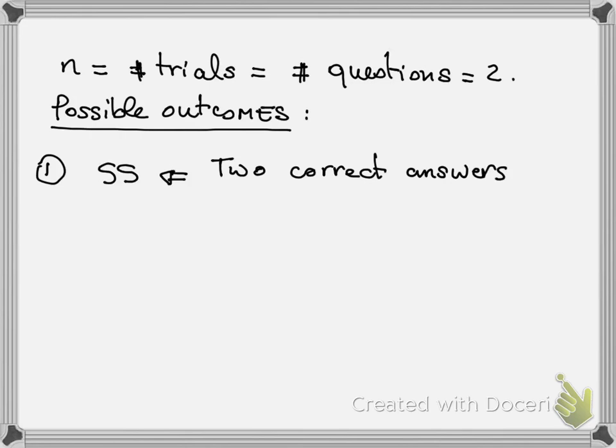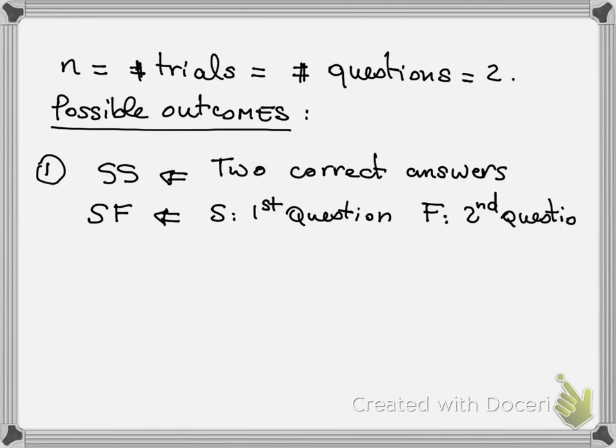Or you can answer correctly the first question, so that's a success in the first question, but you fail in the second question, so that's a capital F in the second question, right? So we have now S and F. S because we answered correctly the first question, and F because we failed the second question.